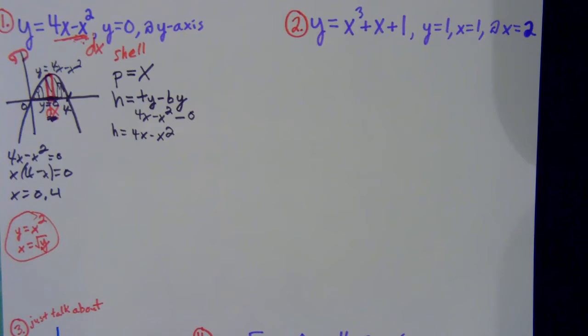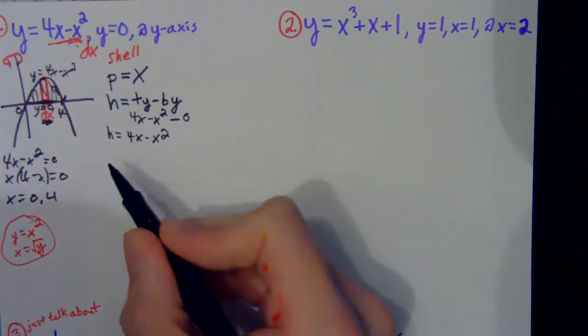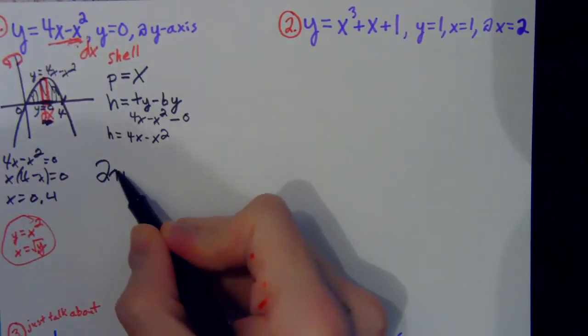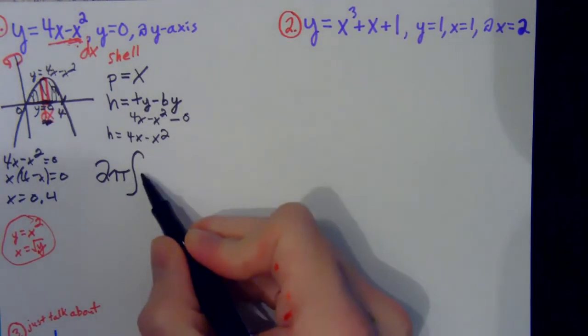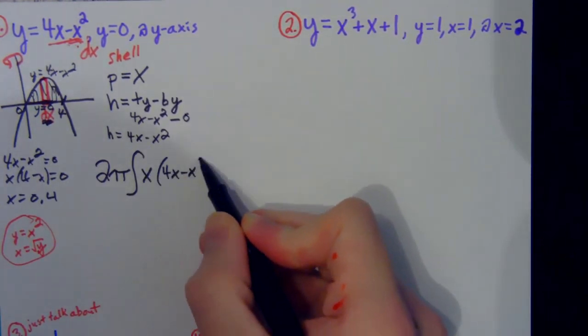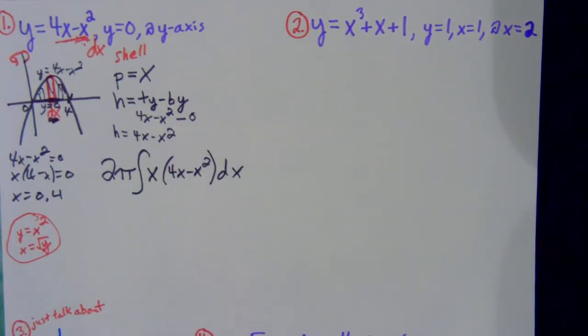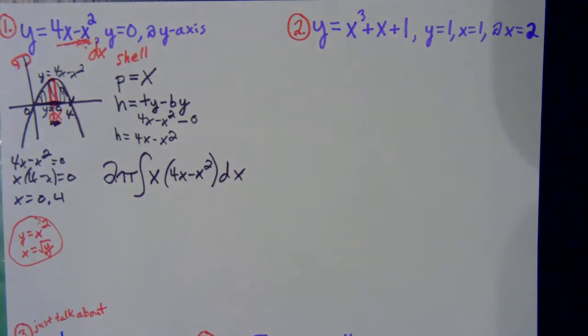And then once you have your p and h, that's the toughest part of the problem. Now we're just going to use this formula. So if I set up my integral using the shell method, this time we have a 2 pi out in front, and we're just going to go p times h. So I'm going to take my x times the 4x minus x squared. This is a dx problem, which means I need to include that.